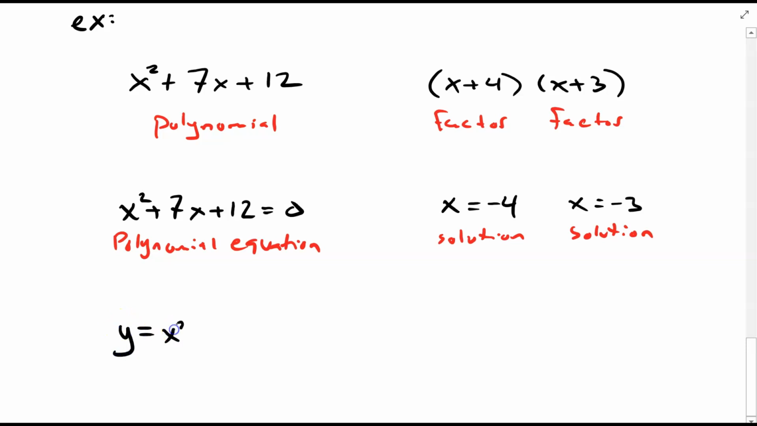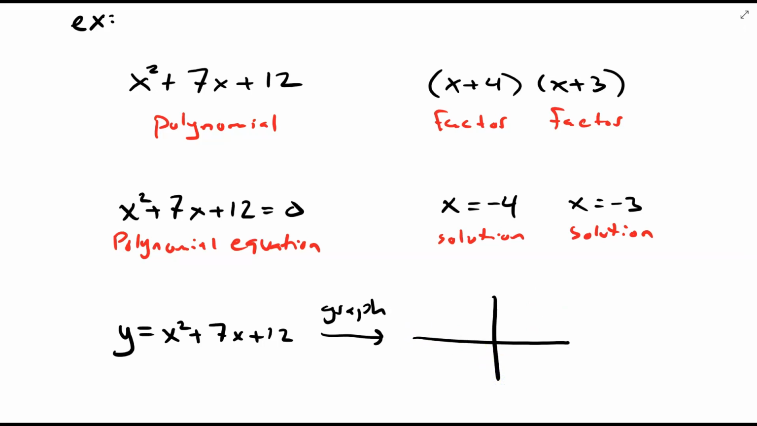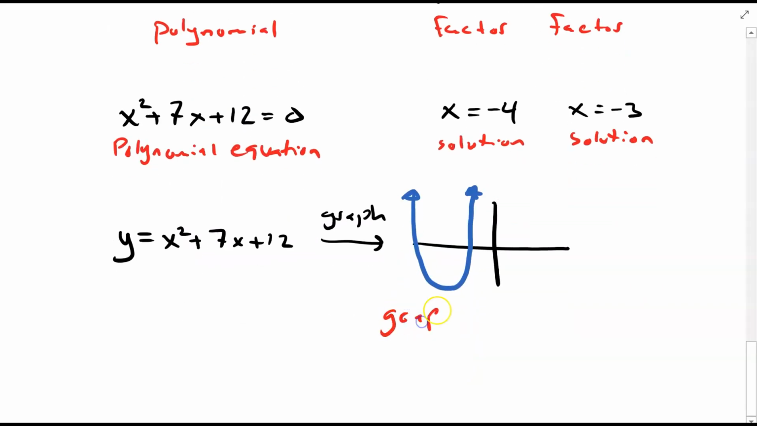If I have y equals x squared plus 7x plus 12, what can I do with something like this? I can graph something like that, right? So if I graph this, this is going to be the graph of a polynomial. And in particular in this graph, these points are going to be of interest to me. What are these points called? They have a special name.